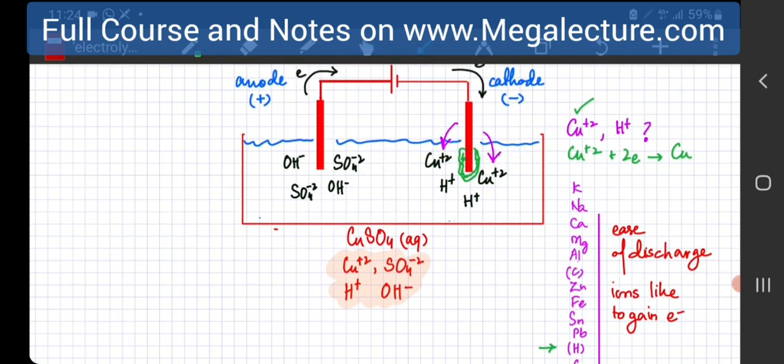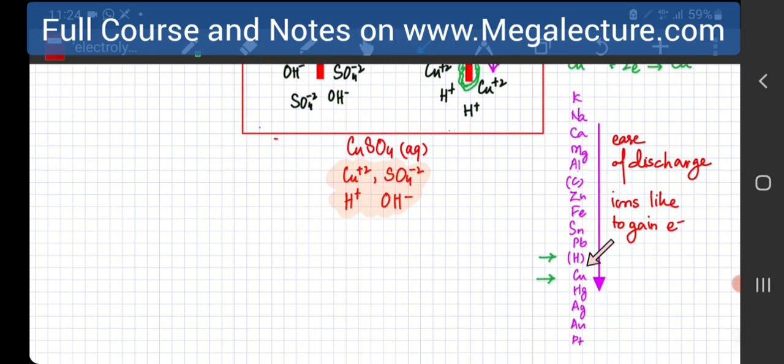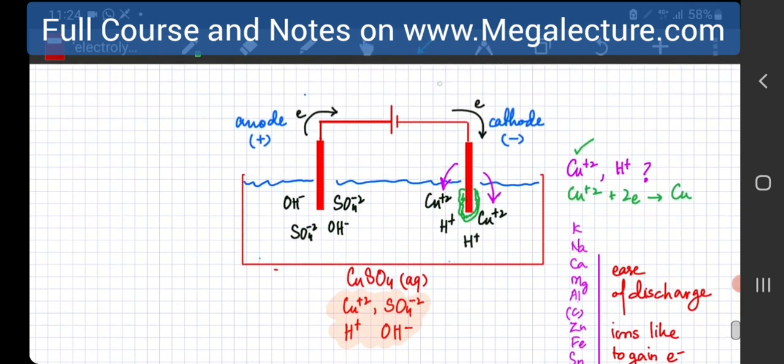But all you have to remember is, just keep things simple. Between copper and H, you're going to go for copper, the one that's at the bottom. So the electrons at the cathode would be going to copper, and you can write the equation, and that's it. So that's your equation at the cathode.